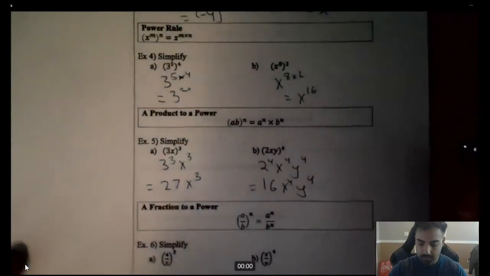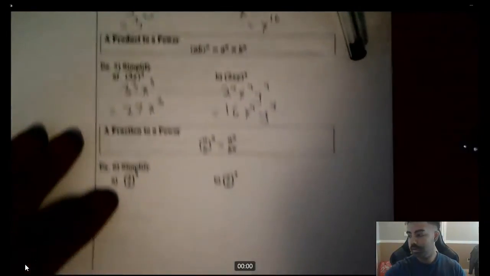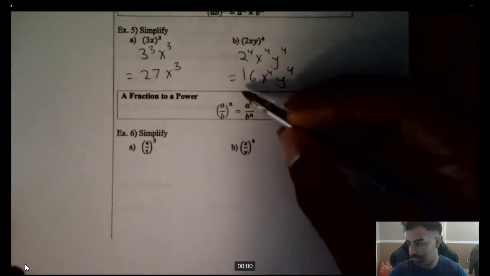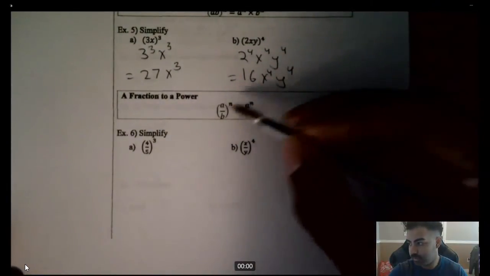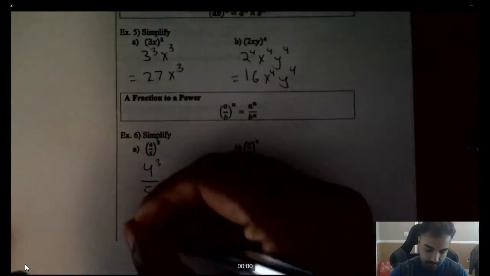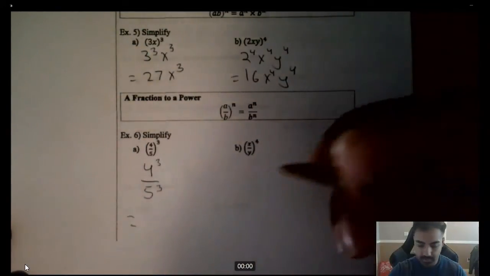Okay, good. So power to a fraction to a power, same idea. It's just a fraction now. So just put the n onto the a, put it onto the b. There we go. So an example there. So let's take a look. So you can rewrite this as, let me write 4 over 5, and the 3 goes to the 4, also goes to the 5. And we can write this out again.